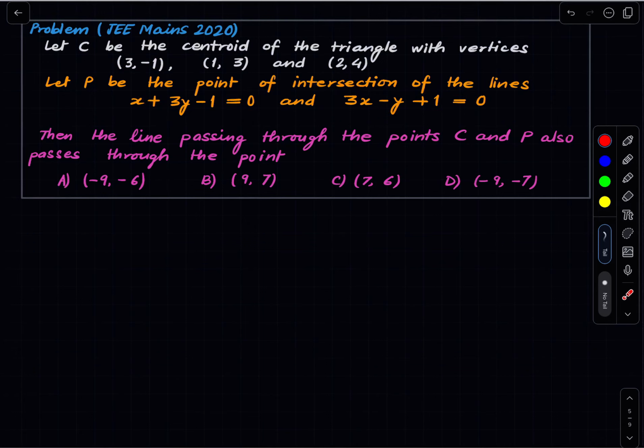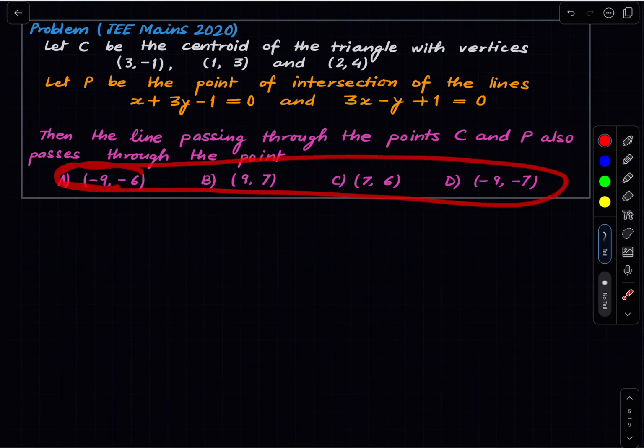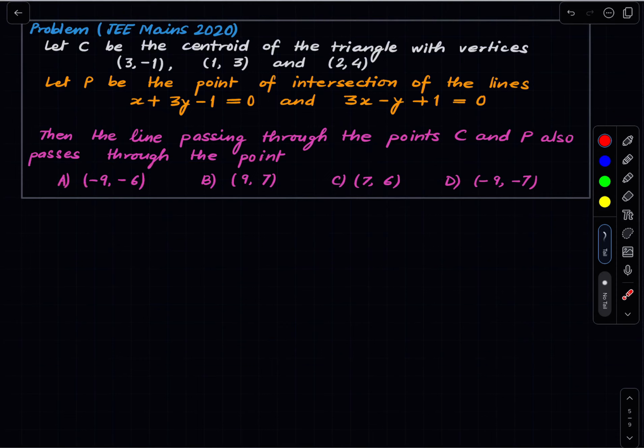So we need to find, what is being asked. Consider the line passing through the point C and the point P, and which points among them also lie on that line. Again, this is a very, very straightforward problem. Find the coordinates of C, find the point of intersection, write the equation of the line passing through C and P, and check by substituting these on that line which one does indeed satisfy. That's it. Let me do it, but it's kind of underwhelming.